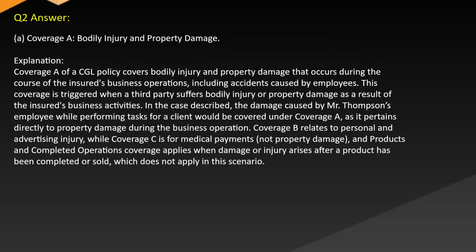Answer: A. Coverage A. Bodily injury and property damage. Explanation: Coverage A of the CGL policy covers bodily injury and property damage that occurs during the course of the insured's business operations, including accidents caused by employees. This coverage is triggered when a third party suffers bodily injury or property damage as a result of the insured's business activities. In the case described, the damage caused by Mr. Thompson's employee while performing tasks for a client would be covered under Coverage A as it pertains directly to property damage during the business operation.